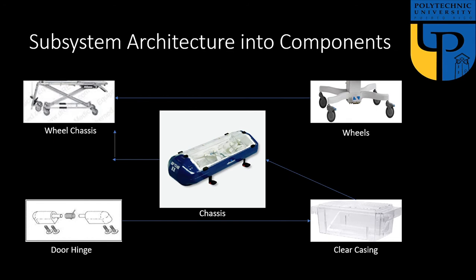And so here you have my subsystem architecture into components. As you can see, I have 5 components that I'm going to have to be designing: the chassis or the body, the wheels, the wheel chassis, the door hinge, and the clear casing, which is what's going to be covering the baby from the environment, obviously. And you can see how they all connect in this diagram.